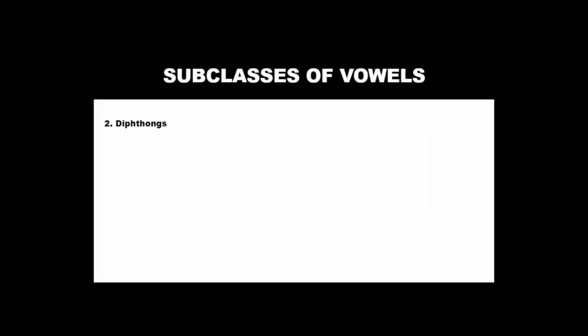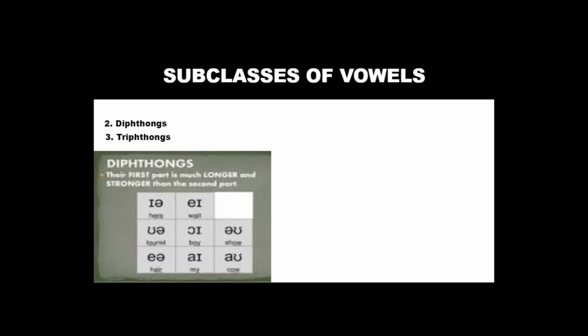Other subclasses of vowels include number 2, diphthongs, and number 3, triphthongs. Now let's look at examples of each of them, beginning with the diphthongs, but you need to understand that each diphthong is a double sound, and in a diphthong, the first part is much longer and stronger than the second part. Let's look at the first one, ear.